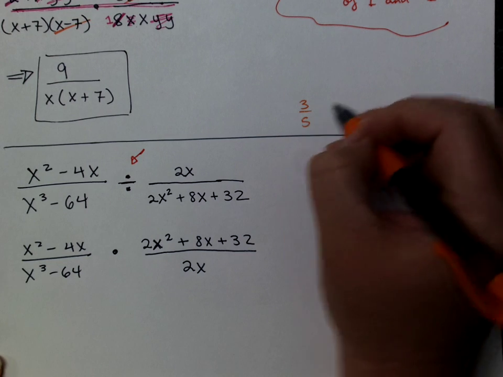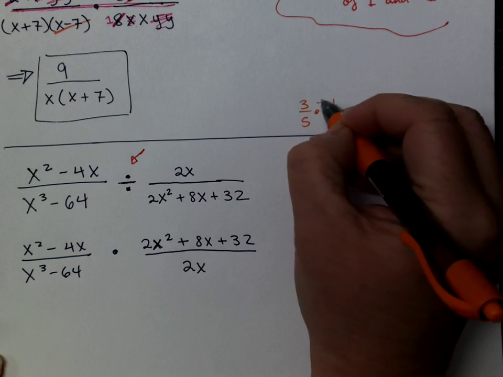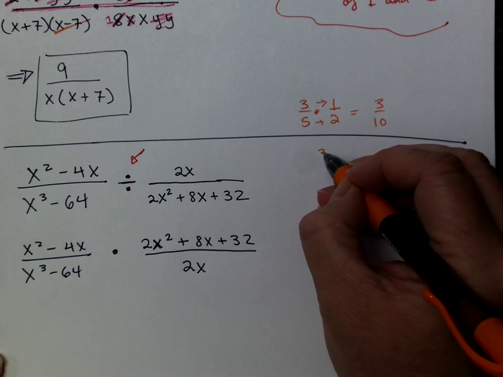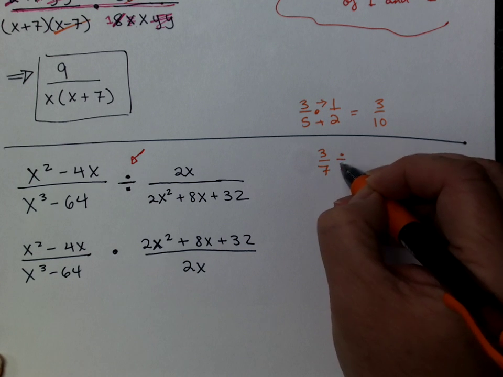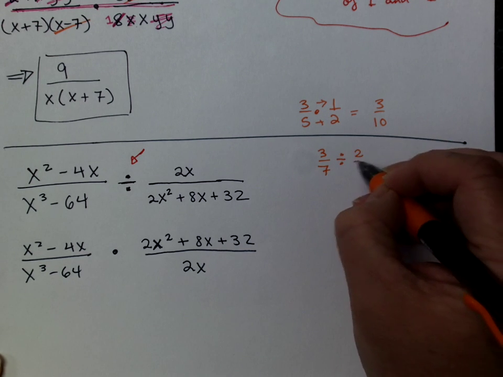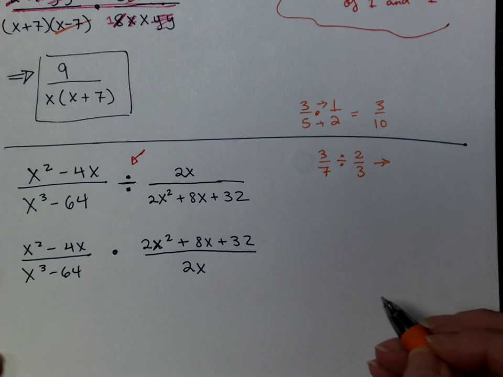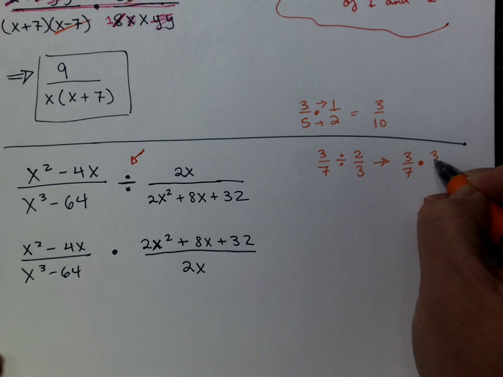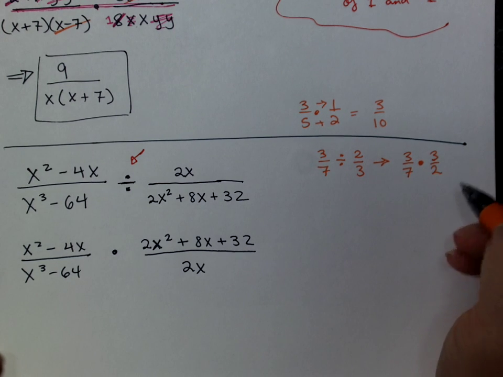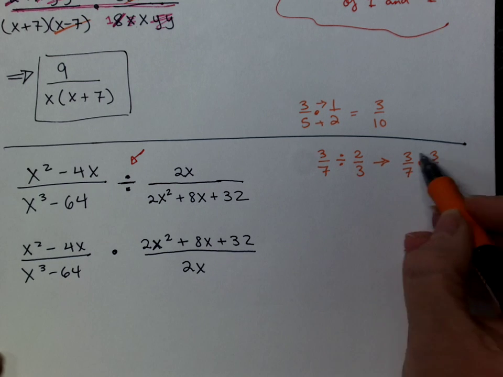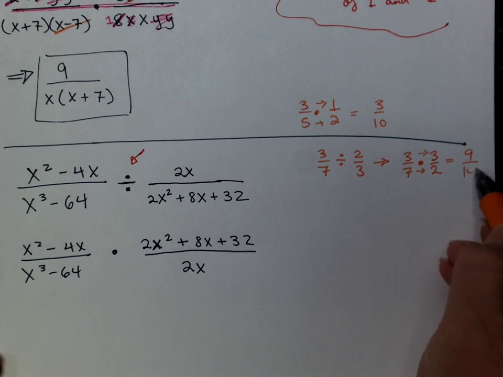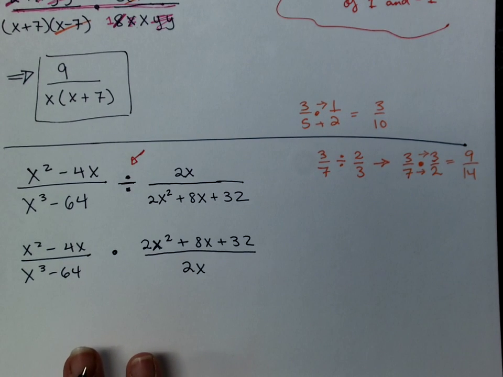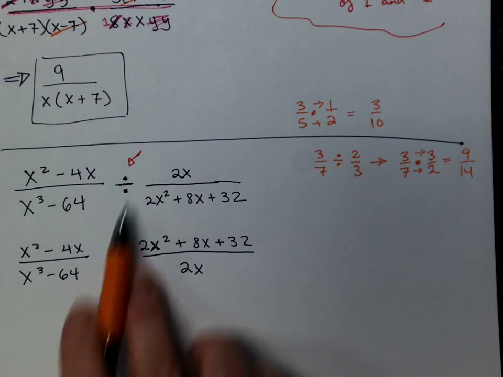If I had 3/5 times 1/2, well, I just multiply straight across, right? That equals 3/10. But if I have, say, 3/7 divided by 2/3, well, that means 3/7 times 3/2. Right. So dividing just means multiply by the reciprocal. Now I multiply straight across and I get 9/14. And that's all you're doing here. You're just doing it with big, uglier, messier fractions, but it's the same idea. So you have a division, change it to multiply by the reciprocal.